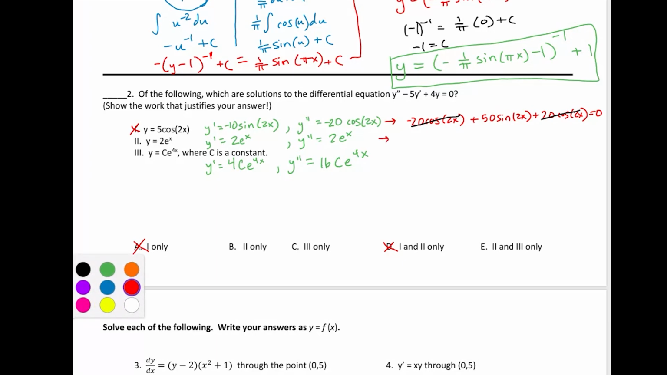So here we've got y double prime again, which is going to be 2e to the x, minus 5y prime. So 5 times 2 is 10, so minus 10e to the x, plus 4 times y. So 4 times 2 is 8e to the x. And I should have said that doesn't equal 0 on the top one. Now this is going to equal 0, because we can see we got the 2e to the x plus 8e to the x is going to be 10e to the x, and 10 minus 10 is 0. So this one does actually check out. So we're good with that one.